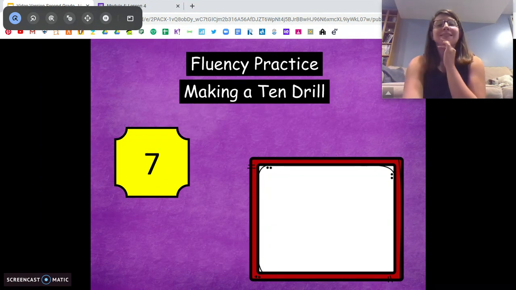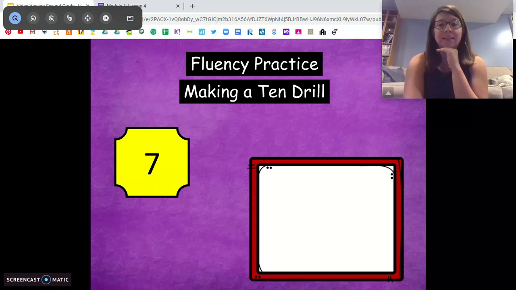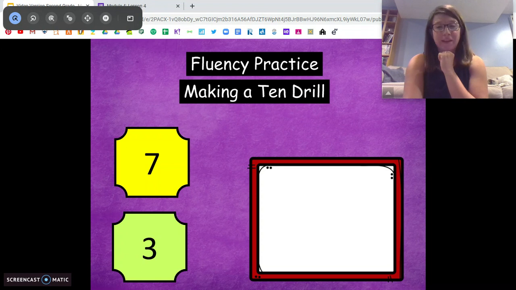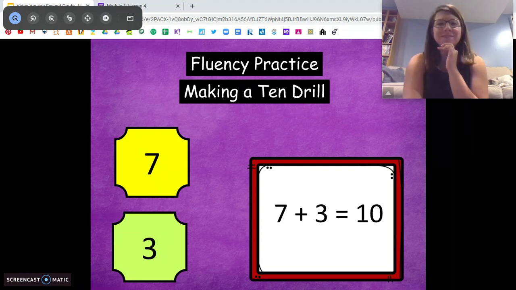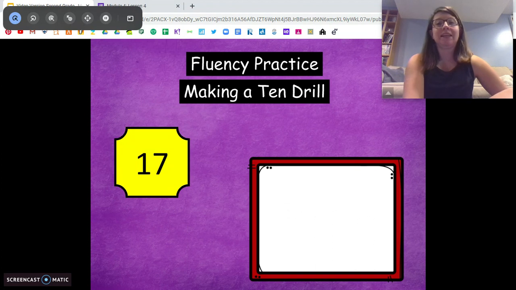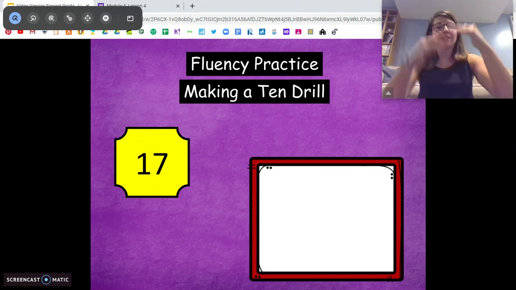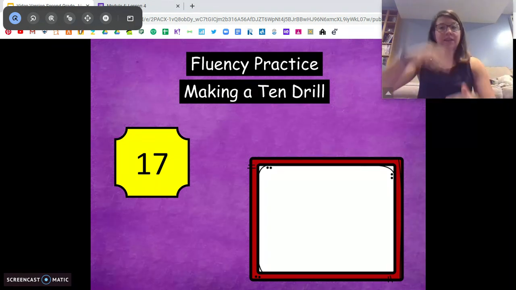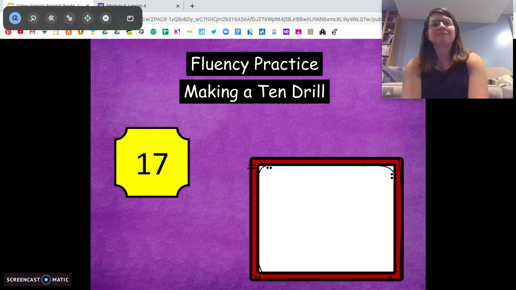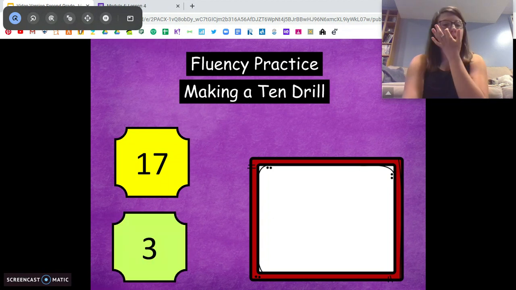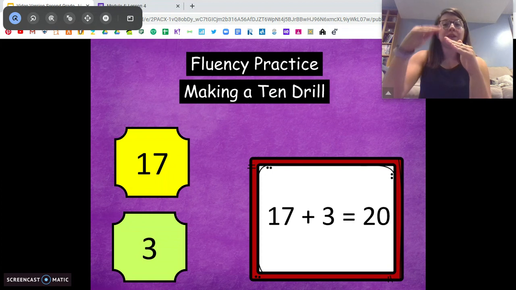Awesome work. All right, we're at 7. How many do we need to get to the next 10? 3. Very good. Now say the number sentence. Awesome job. All right, 17. Use what you just did. How many do we need to get to the next 10? Not going back to 10. You're going up to the next 10. 10, 20. You need 3. Very good. Say the number sentence. 17 plus 3 equals 20.